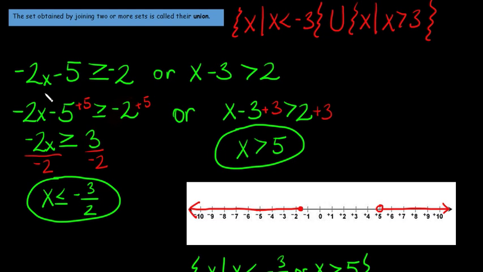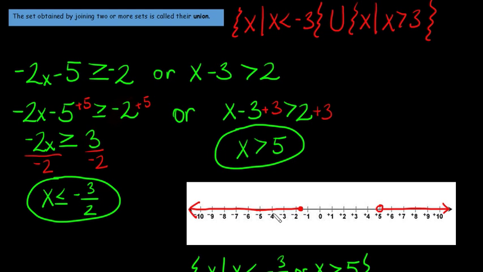So our inequality is negative 2x minus 5 is greater than negative 2, or x minus 3 is greater than 2. So I'm going to do the one on the left. I need to get my x by itself, so I added 5 to each side. Then I divided by negative 2, and when I divide by a negative, my sign has to change. Here's the tricky part. Remember that. So x is less than or equal to negative 3/2. So I included negative 3/2.